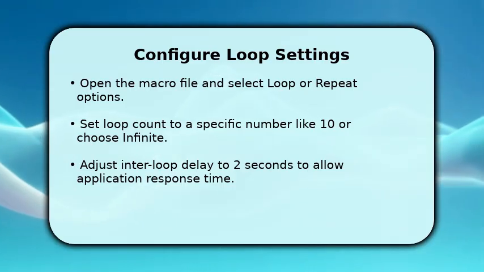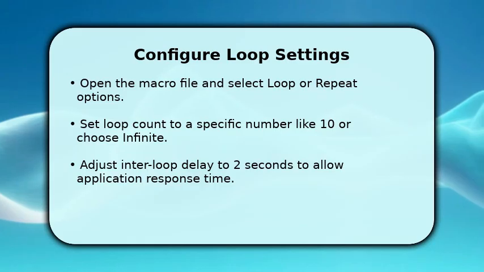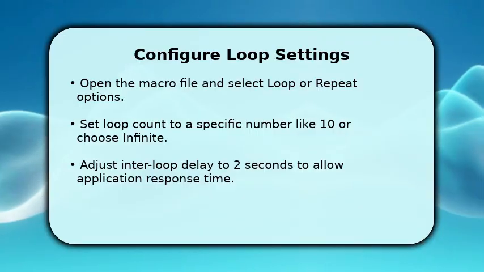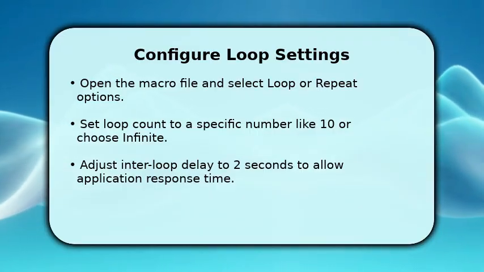Adjust interloop delay to 2 seconds to allow application response time. Enable conditional stops such as ESC key or a pop-up check when needed. Save loop settings and test a short run before full automation.